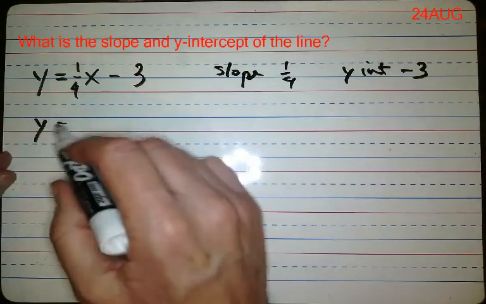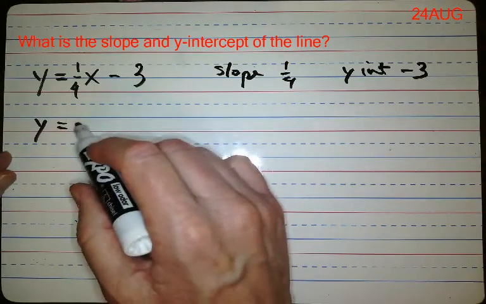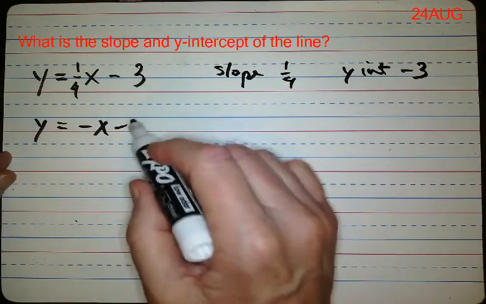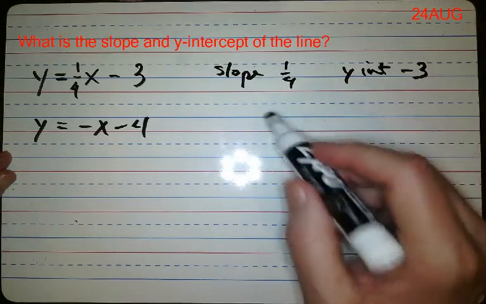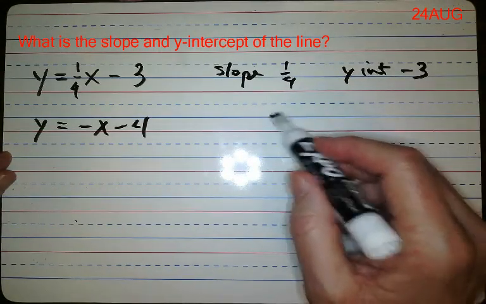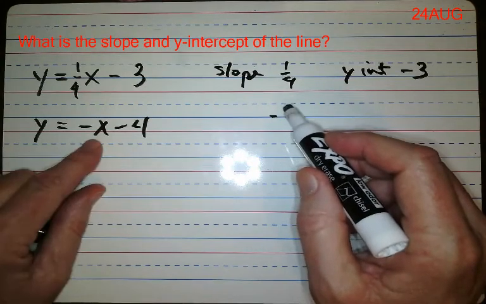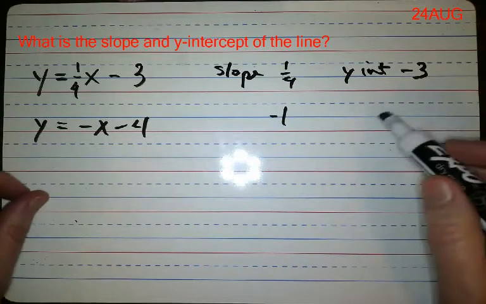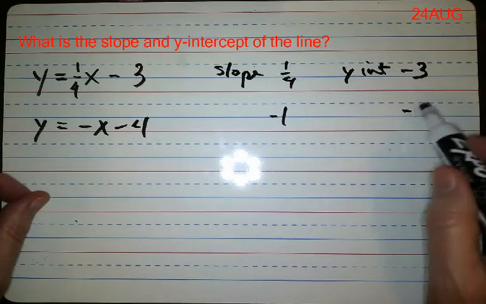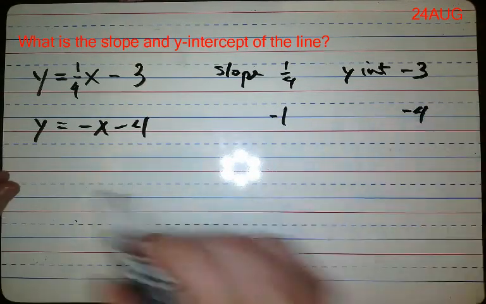What if it looked like this? Now the slope is -1 because the number in front of x is -1. If you can't see anything there, it's -1. Y-intercept is -4, the number at the end.